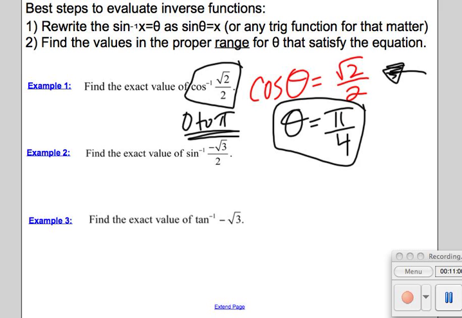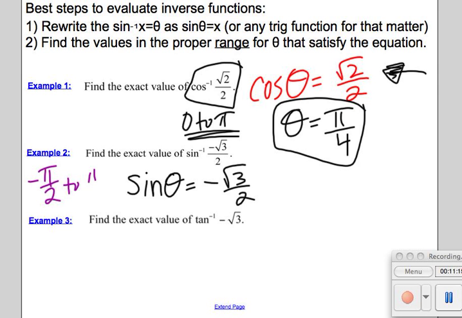So let's do this again for the next problem. We're going to rewrite it: sine of theta equals negative square root of 3 over 2. So I'm looking for theta such that I get a sine of negative square root of 3 over 2. I need to look in the proper range, and I memorize the range as negative pi over 2 to pi over 2. Since this is negative, I know my answer has to be negative.